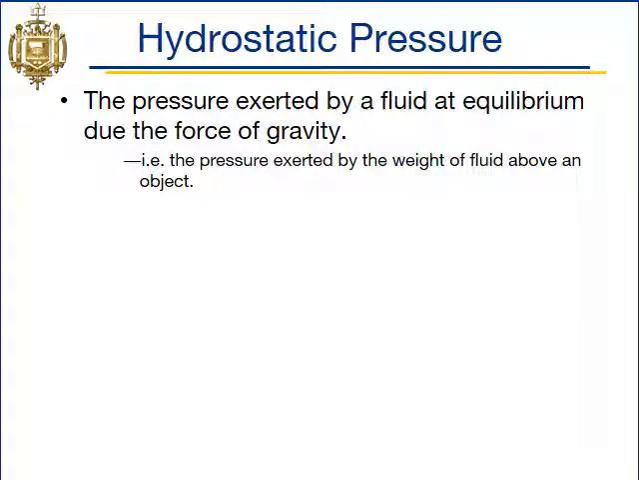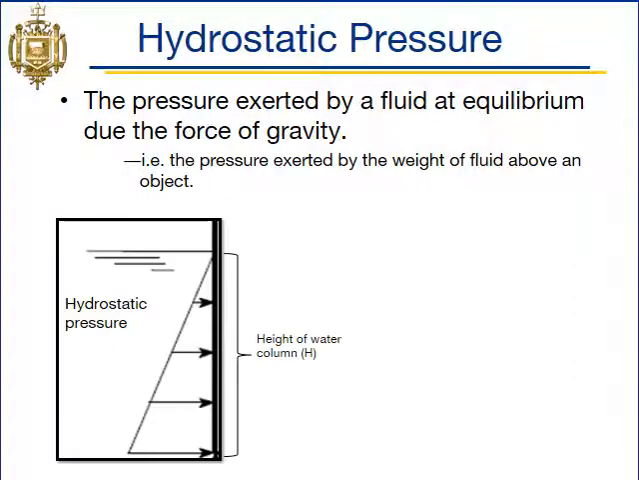So the next method we're going to use to calculate the delta S or FB is the hydrostatic pressure method. Well, what is hydrostatic pressure? That's pressure exerted by a fluid due to the force of gravity, i.e. it's the pressure exerted by the weight of fluid above an object. So what does that look like?